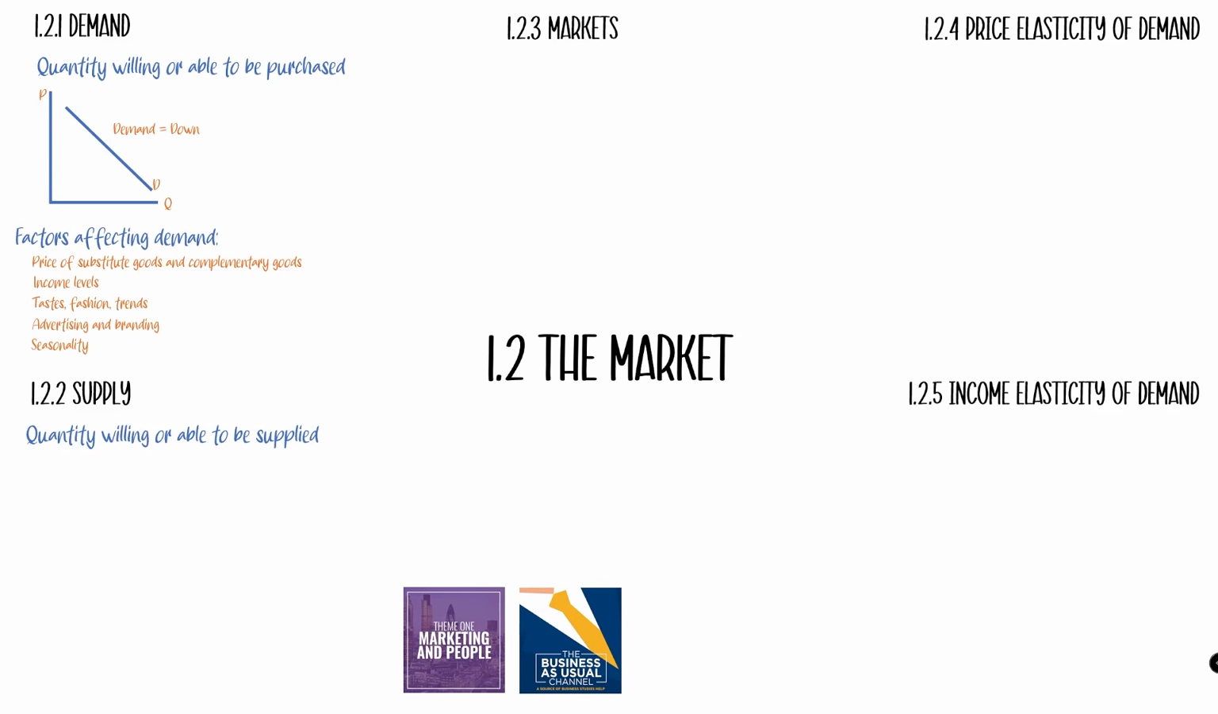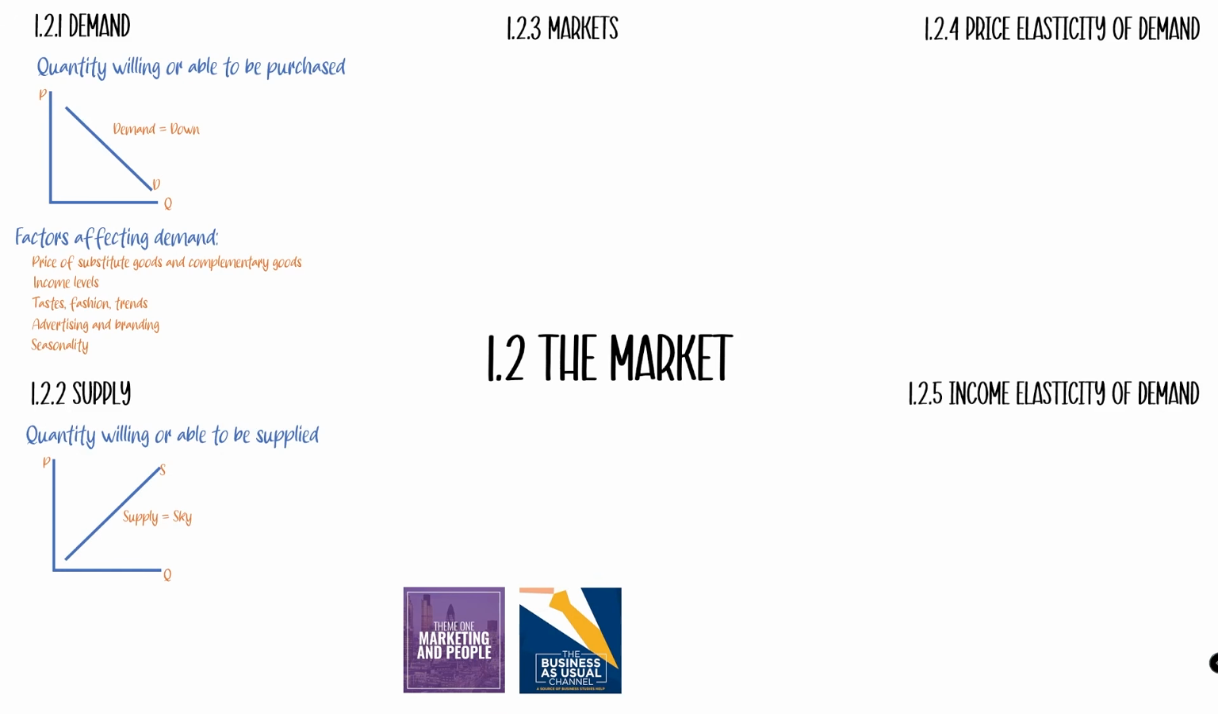In terms of supply, it's not too dissimilar. The difference here is when we're talking about supply, we're talking about the quantity that a business is willing or able to supply. Where we talked about consumers with demand, we're talking about businesses with supply. It is the opposite of what we would see with a demand curve. A demand curve would be demand down, supply points to the sky. So supply would go up. The idea being that if the price is going to be higher, businesses are much more willing to sell their products.